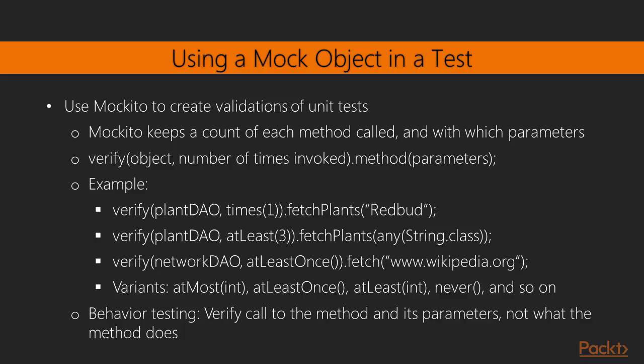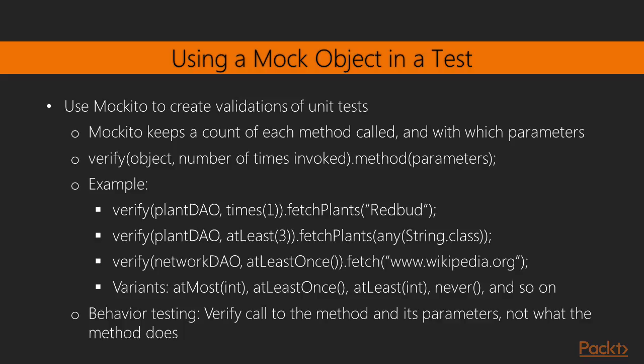We have at most. Make sure it wasn't called too many times. Make sure we're not hitting a method excessively. Maybe 1,000 times we shouldn't be hitting the database from one DAO. At least once, at least a certain number of times, never. Make sure the method is never called with these certain parameters.